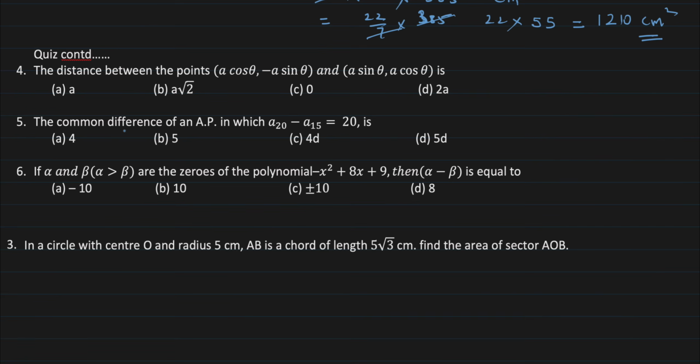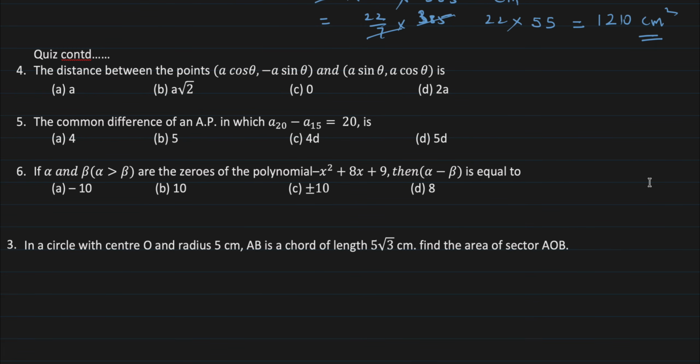Question number 5. Common difference of an AP in which a20 minus a15 is given to you as 20. It's easy, you can solve. Sixth question, if alpha and beta are the zeros of the polynomial, where alpha is greater than beta, you have to take care. Polynomial is minus x square plus 8x plus 9. Then you need to find out the value of alpha minus beta. So I hope you can solve them. It's all easy. So solve it. After pausing the video, send your answers in the comment.